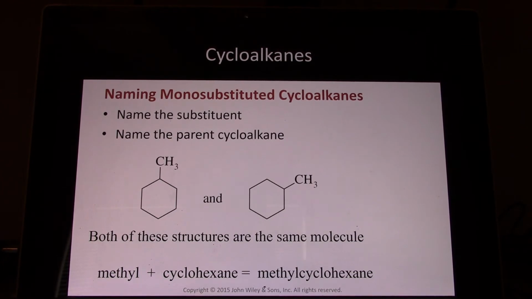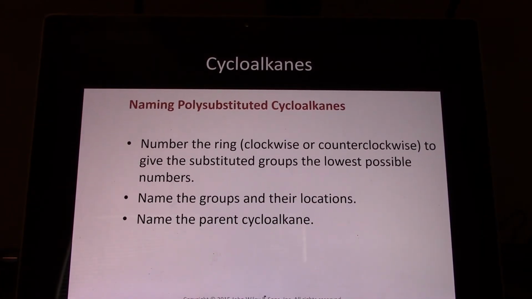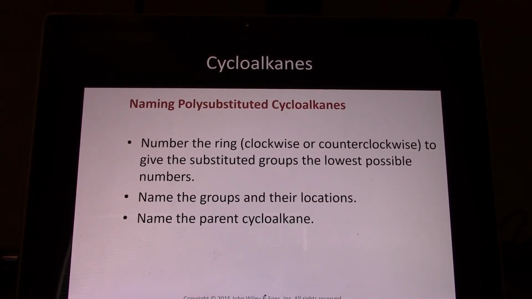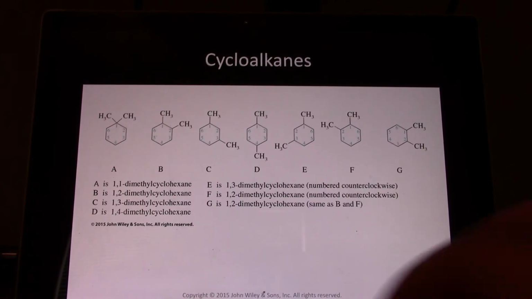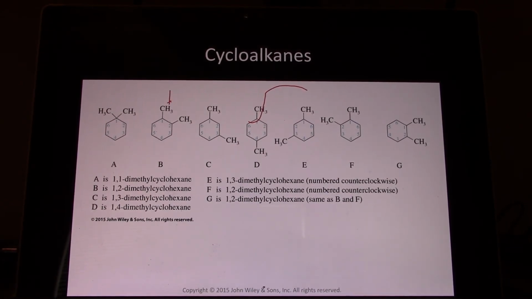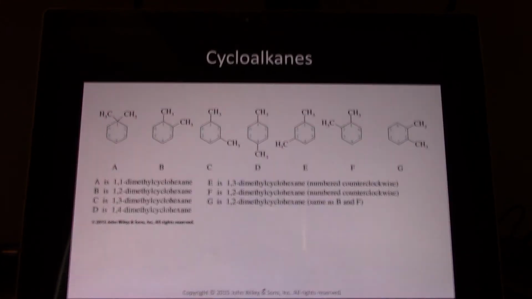Monosubstituted cycloalkanes. We name the substituent and then we name the cycloalkane. So methylcyclohexane. If there's more than one thing coming off of the cyclohexane, we number the ring to give the groups the lowest possible numbers. So this is 1,1-dimethylcyclohexane, 1,2, 1,3, 1,4. This is back to 1,3 because we can count the other way. You wouldn't say 1,5 because 1,3 are lower numbers. This is back to 1,2. So you always give them the lowest possible numbers.